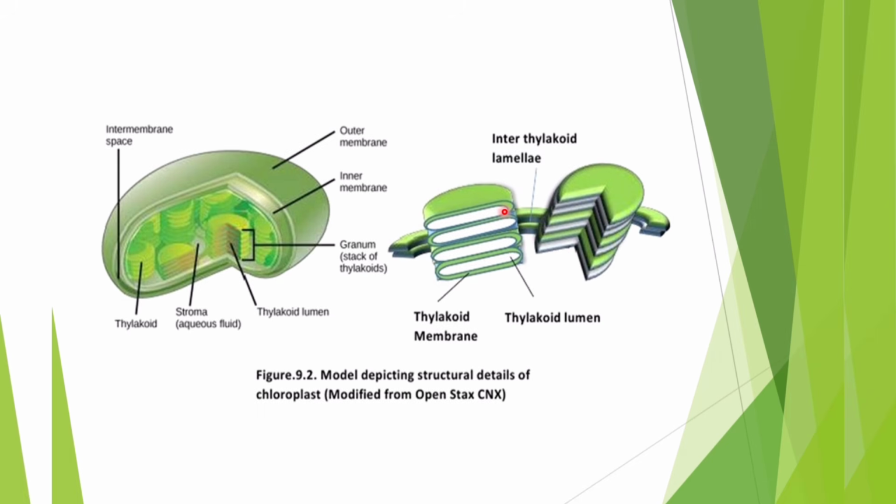The light harvesting is taking place within these thylakoids, and then you will see there are electron transport carriers located on the outer surface, and within these are present the electron transport carriers which are responsible for the reactions of photophosphorylation.